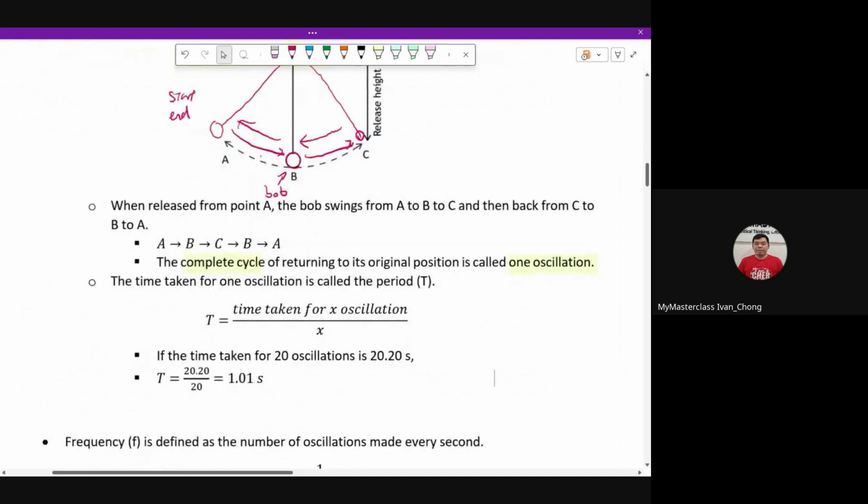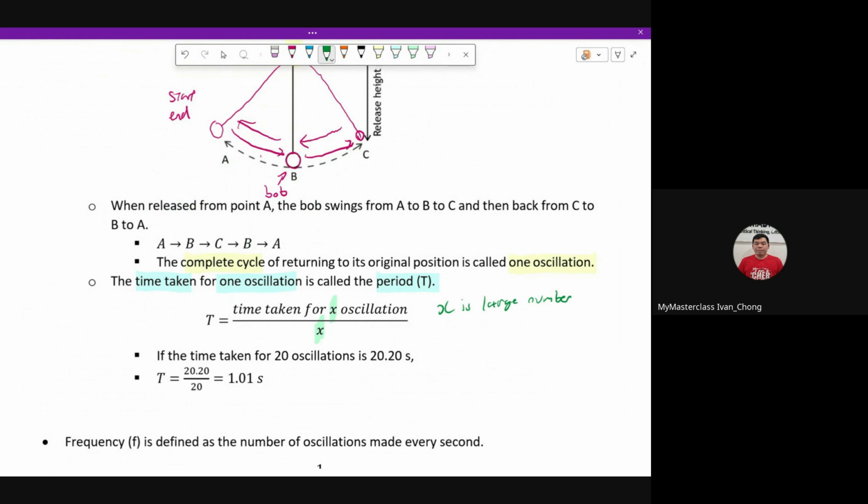Okay? And we have a special name for the time taken for one oscillation. It's called your period, like a period of time, right? So this period, either we use small t, but more commonly we'll use big T. So most of the time you see this letter X over here. This is just a large number.